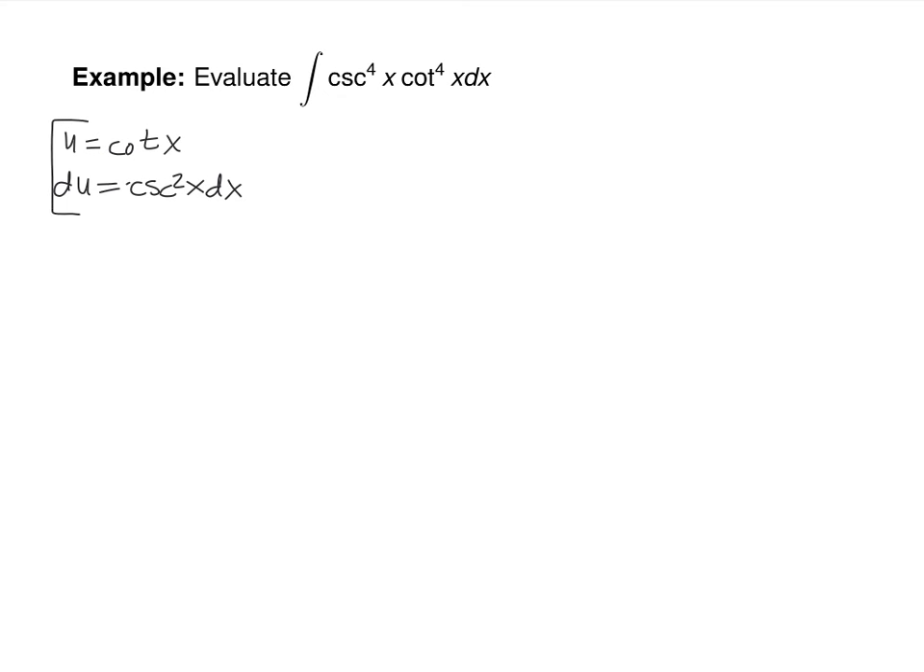If you try to let u equal cosecant, you get that du is negative cosecant cotangent, and that means you have to save a singular cosecant and a singular cotangent, leaving the powers odd, and you can't use your Pythagorean identities anymore. So we're saving a cosecant squared. So we're going to have cosecant squared x cotangent to the fourth x, and we're saving that cosecant squared x dx.